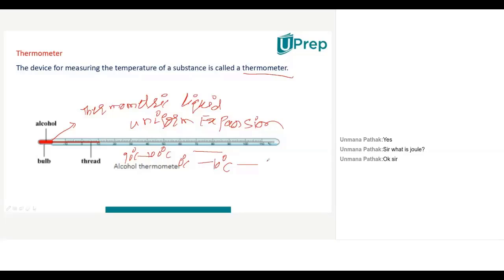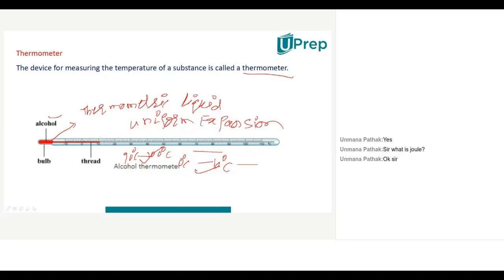Uniform expansion means for whatever temperature range, it may be 90 degrees to 100 degrees or 0 degrees to 10 degrees, if the difference is 10 degrees Celsius, the same expansion will occur for this range also. So it will have uniform expansion. Why do we need uniform expansion? To show accurate temperature, we must have uniform expansion, and that kind of uniform expansion will be there for which liquid? Generally mercury. And apart from that, mercury will not wet this material. So that's why we are using it.